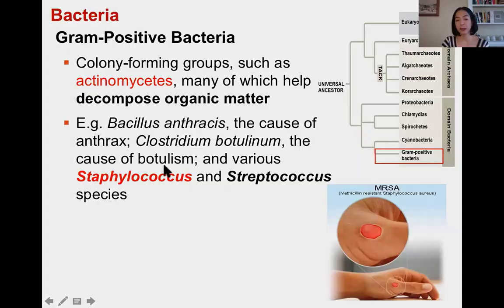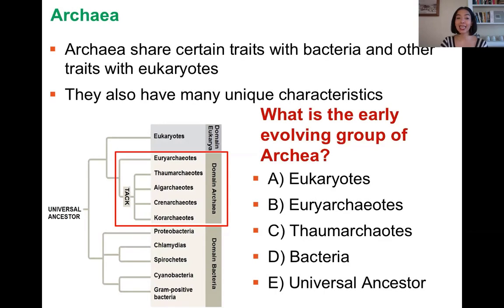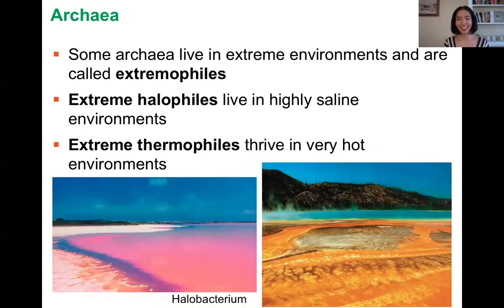which causes botulism. Your book says that early evolving groups, they refer to as basal groups, which are the groups that evolved earlier. But we actually try to avoid talking about them as basal groups because there is nothing as basic versus more advanced in evolution. So what is the early evolving group of archaea? Prokaryotes. So that would be B.